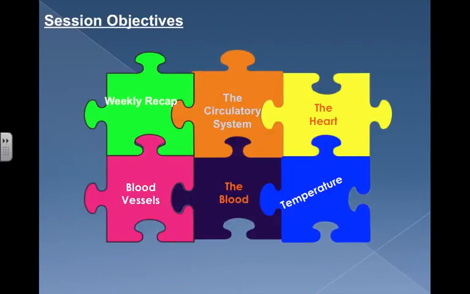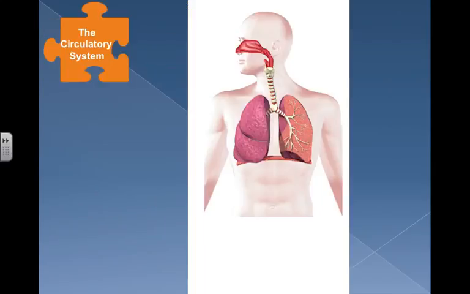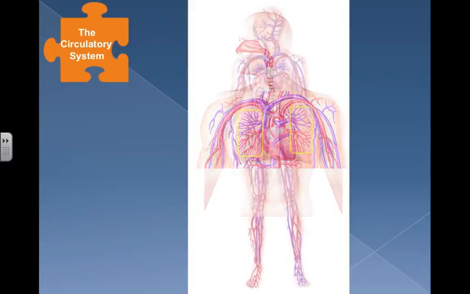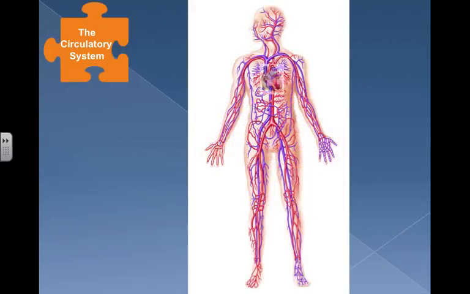So there are 6 different sections to this week's presentation. The session objectives are a weekly recap, then looking at the circulatory system, the heart, the blood vessels, the blood flow and temperature. The circulatory system is made up of the lungs, then you've got the heart, and then you've got the body. So it's made up of 3 different sections.